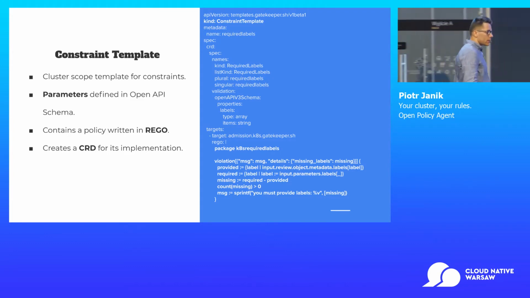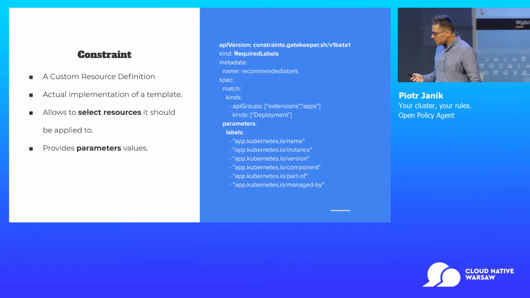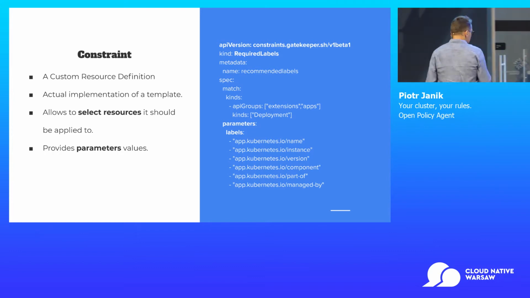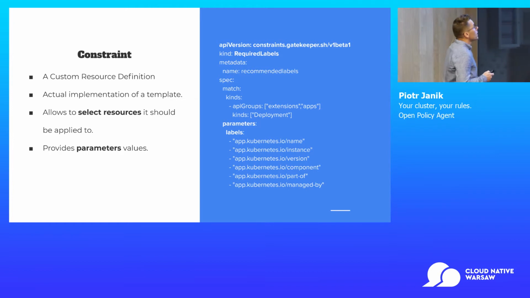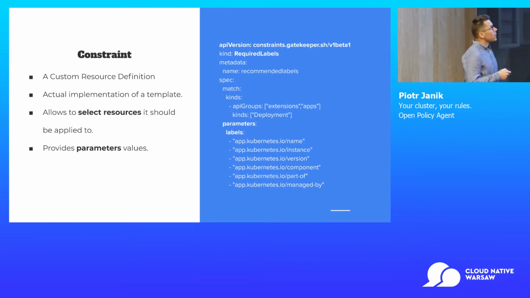So let's see how exactly a constraint could look. Here is the implementation of the previous constraint template. Much better, right? Much easier to read. The constraint's name is required labels. These were defined in the constraint template. Here we can select resources we want to check, and these are the parameters. Actually, these labels are the ones recommended by Google. So this is how we apply it.